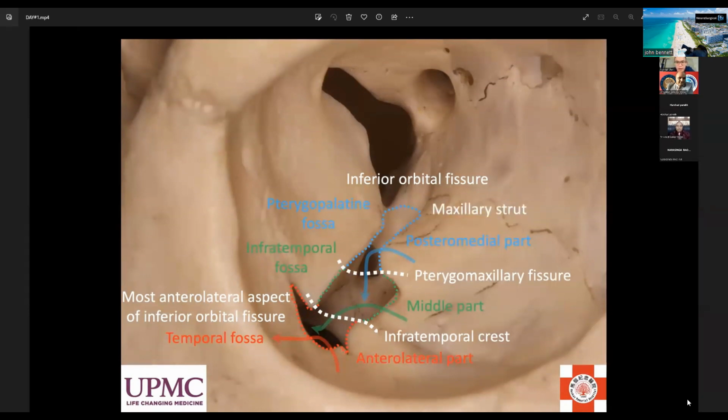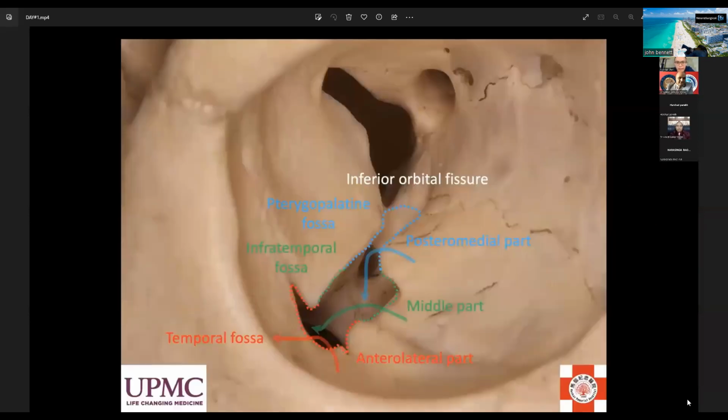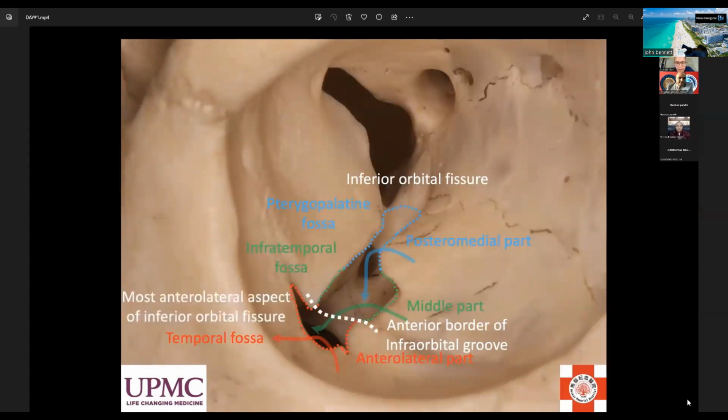And this is from the craniotomy perspective. In the endoscopic endonasal perspective, sometimes we cannot see the structures posteriorly when we go through the nose. So another article described that the boundary between the anterolateral part and the middle part of the inferior orbital fissure is the anterior border of the infraorbital groove, and the middle part and the posteromedial part are bounded by the posterior border of the infraorbital groove.